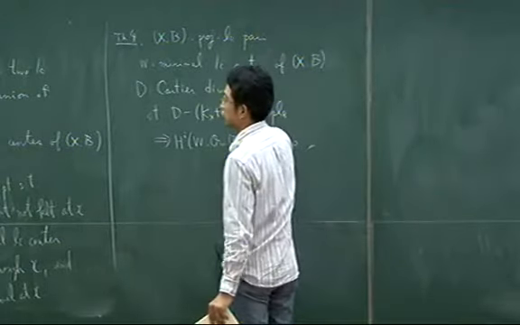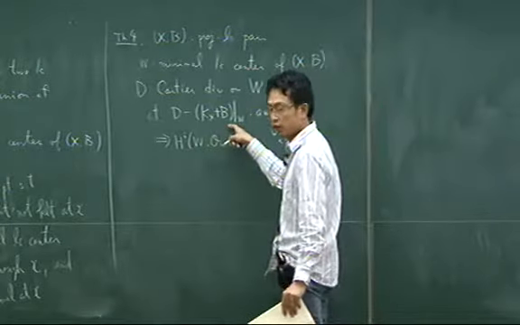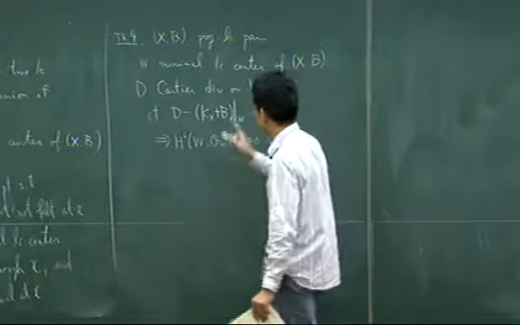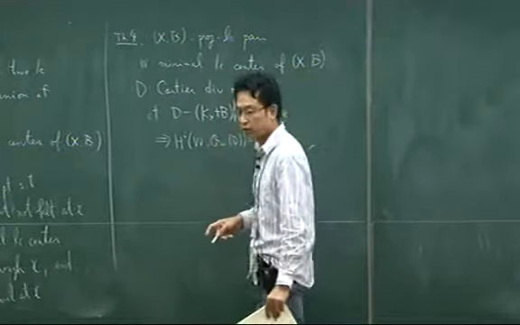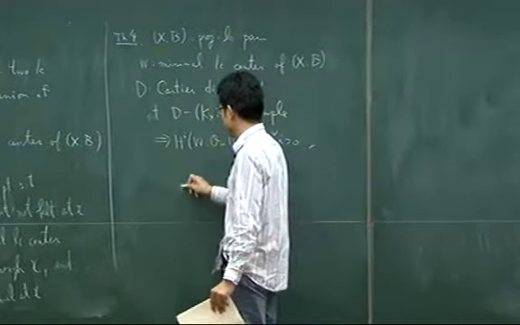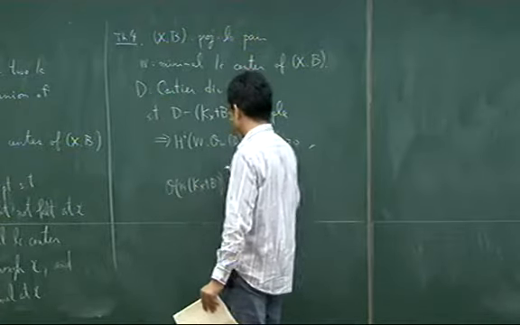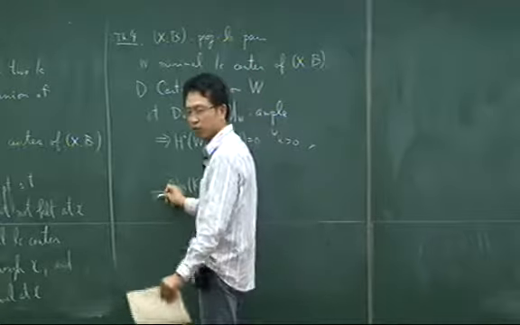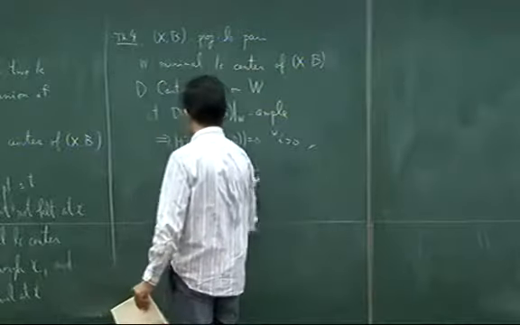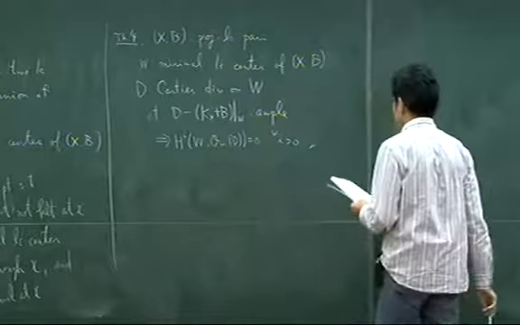K_X plus B could be Q-Cartier. Yeah, Q-Cartier. So m times (K_X + B) is Cartier, so there is a line bundle restricted to W, and formally taking minus. Okay. Yes. This is just a Q-Cartier divisor.